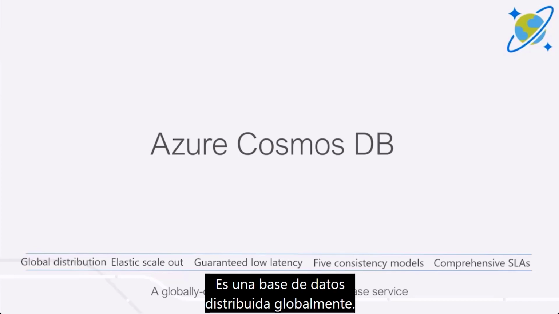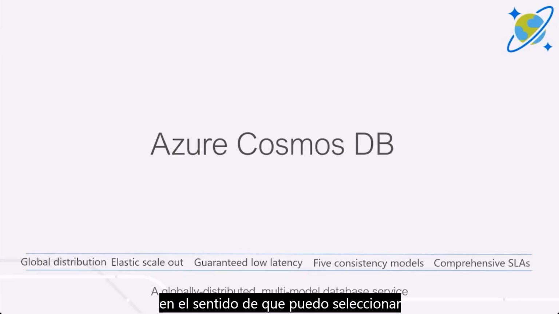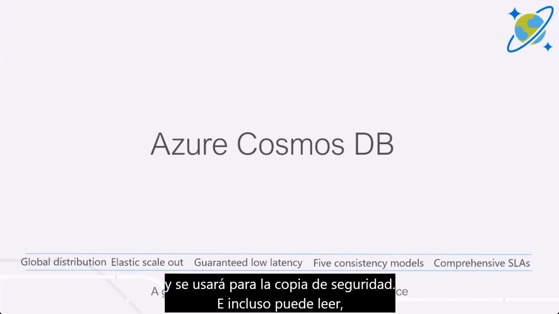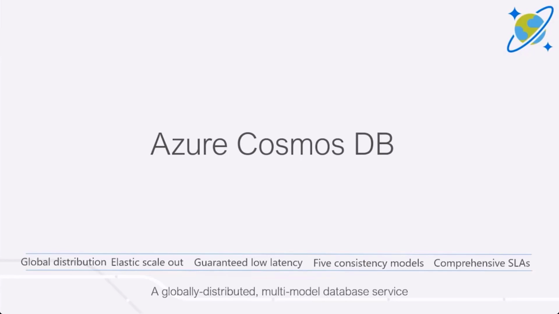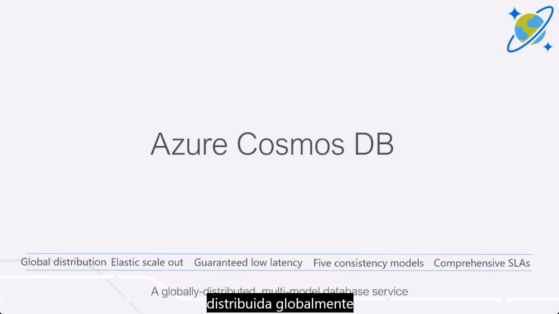It is a globally distributed database, and I know you're going to tell me, well, Azure SQL Database is also globally distributed in the sense that I can select a secondary database, and that's going to be used for backup. And you can even read, with certain data plans, from this secondary database, and this is true. But Azure Cosmos DB was thought of really from the ground up as a globally distributed database.